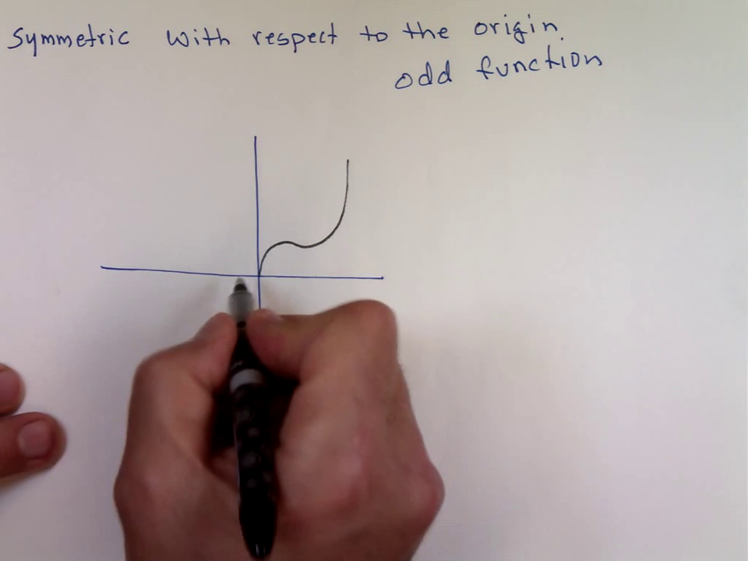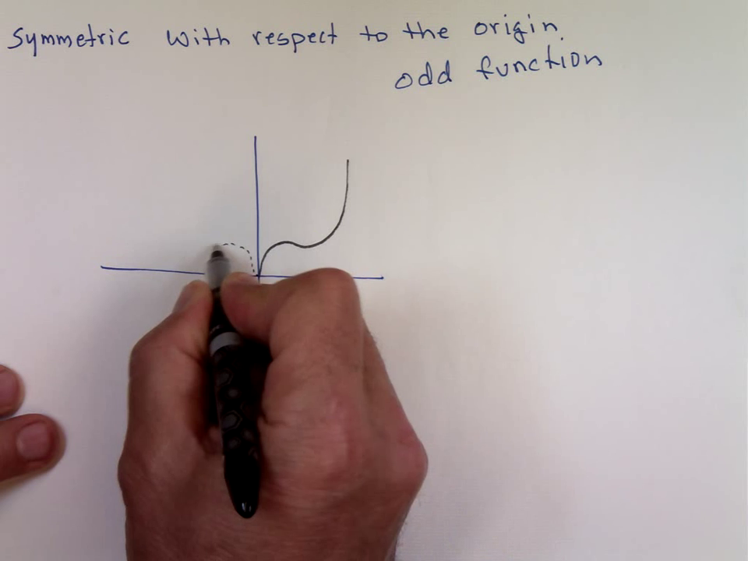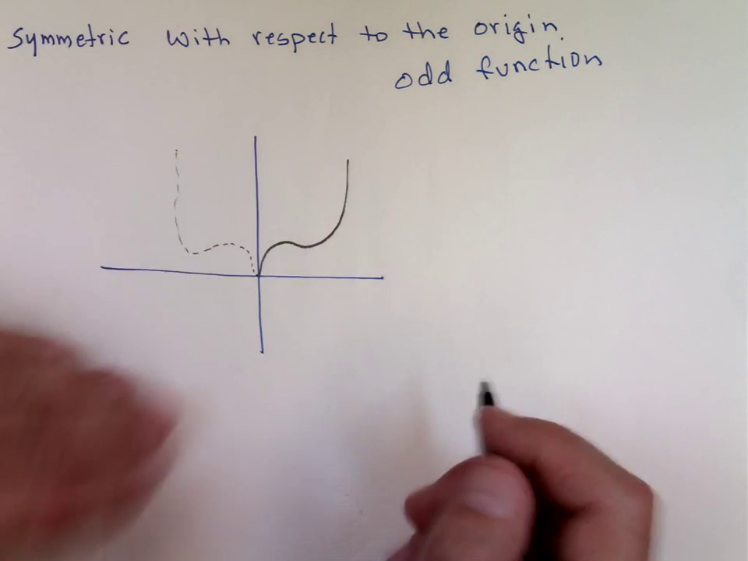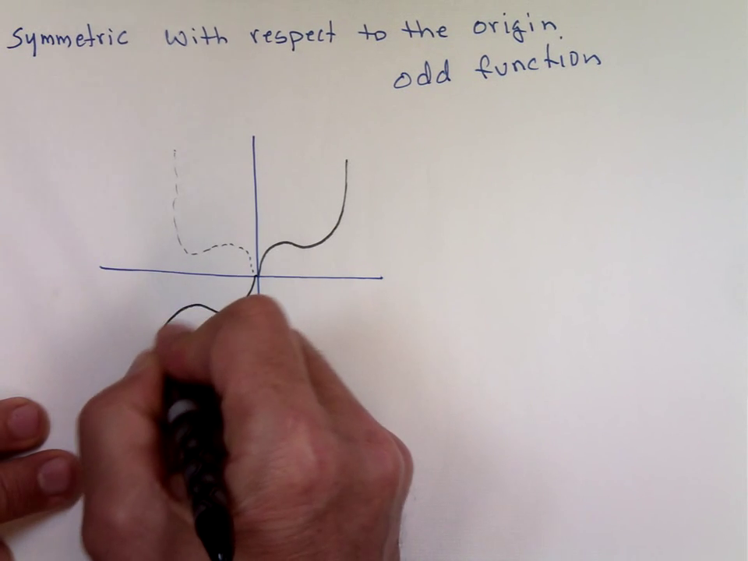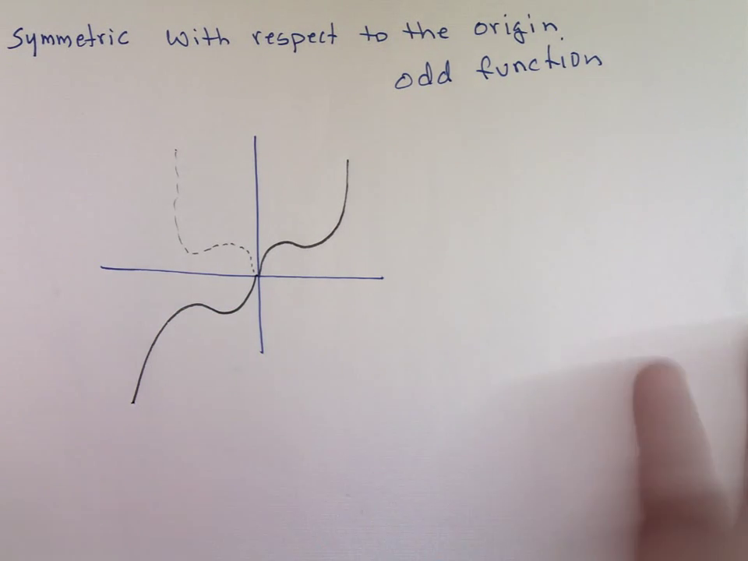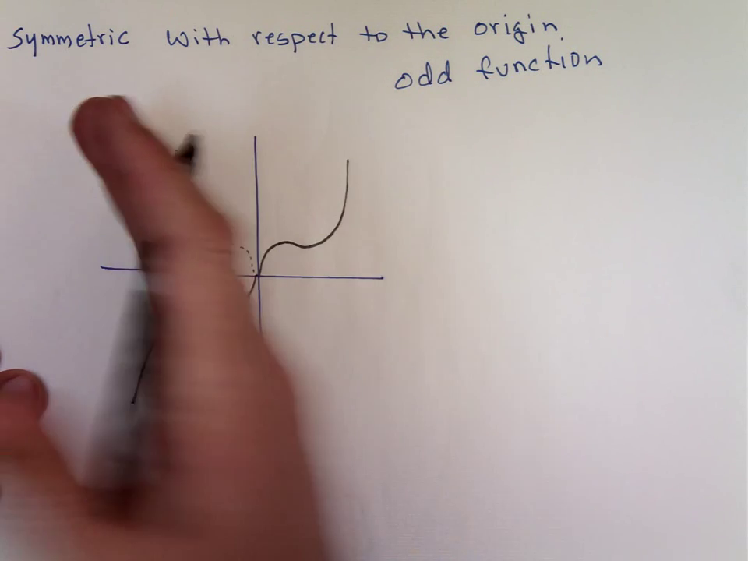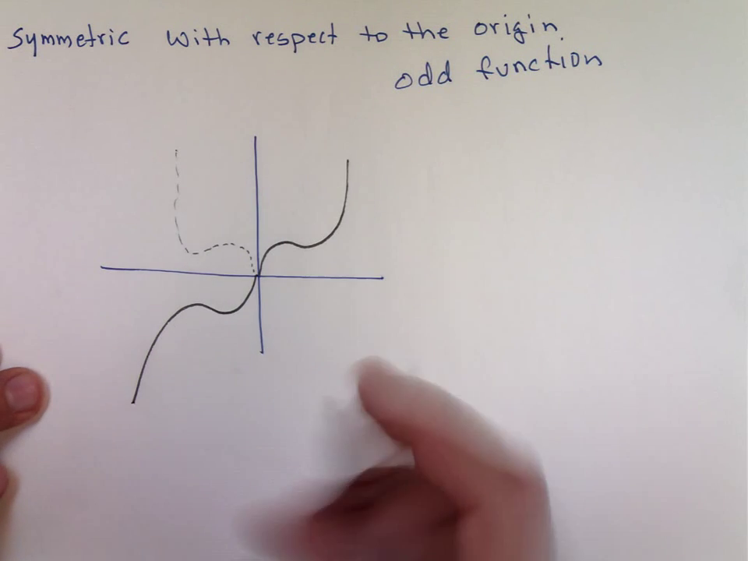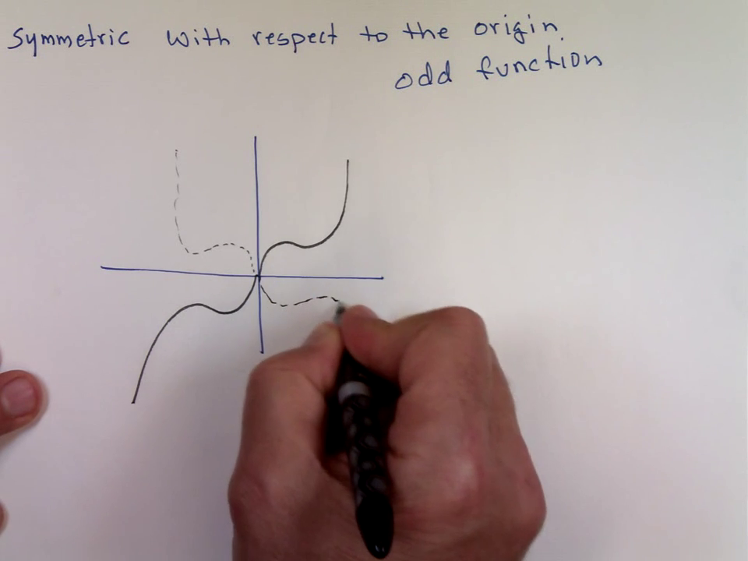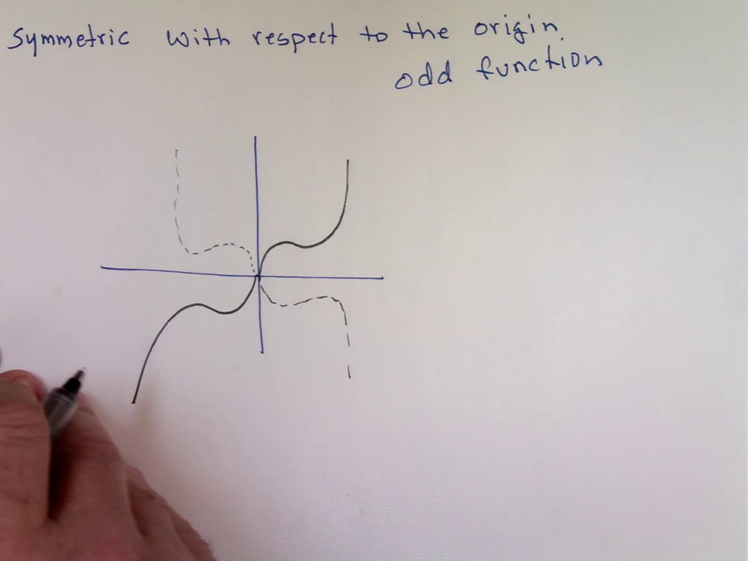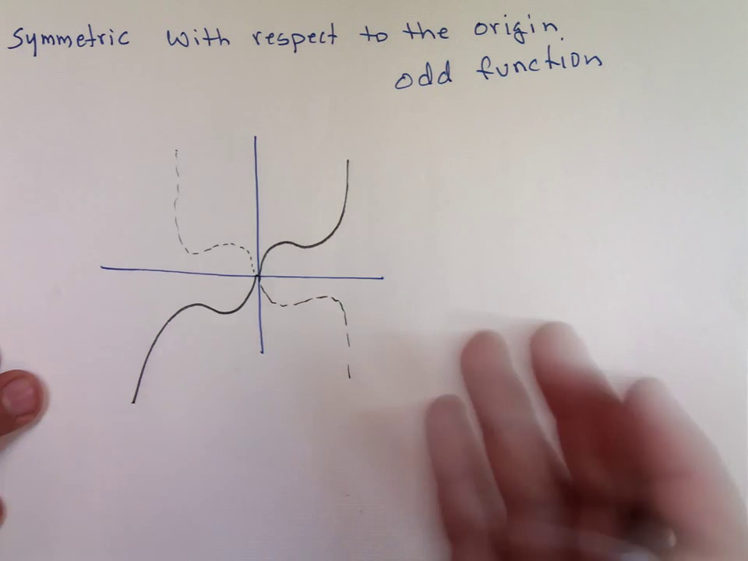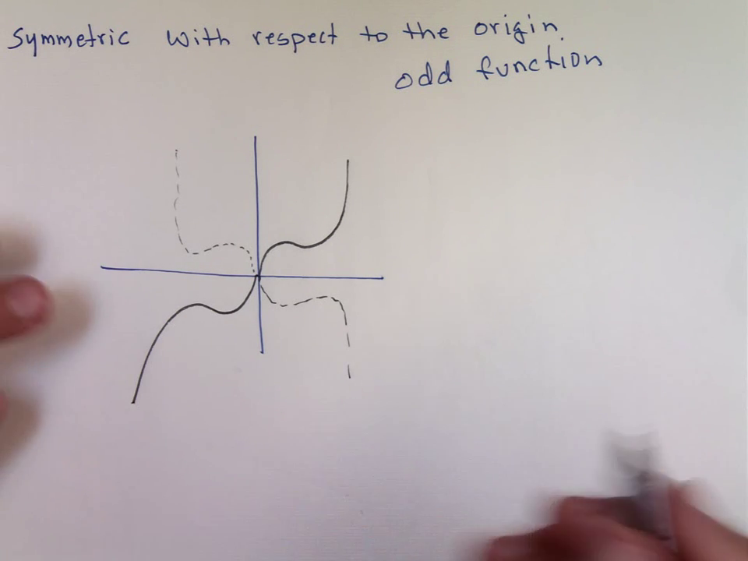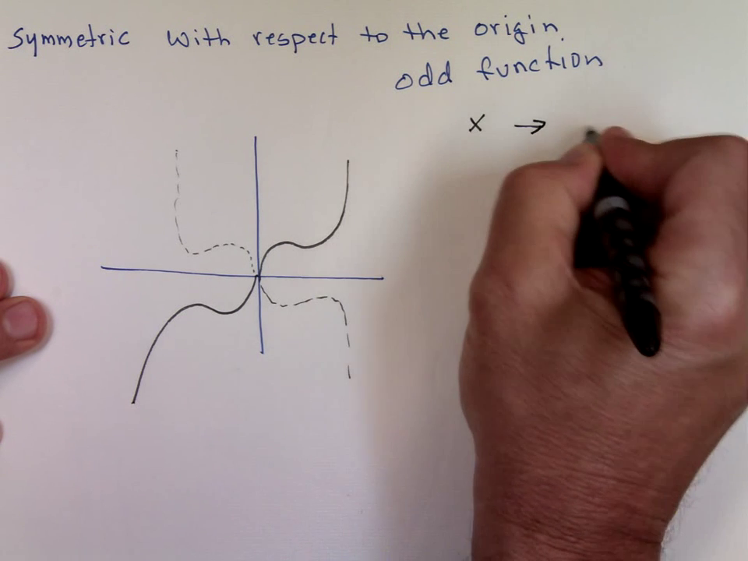I go, well, if I flip it over the x-axis, it will look like this. And take that image now, flip it over the y-axis, it will look like this. So it's 2 flips. Flip it over the x first, then flip that image over the y. Or you can do the reverse. You can flip this over the x first, which will look like this, then flip it over the y. So it doesn't matter which one you do first. And to see if your function is symmetric with respect to the origin, you replace x with negative x and replace y with negative y.